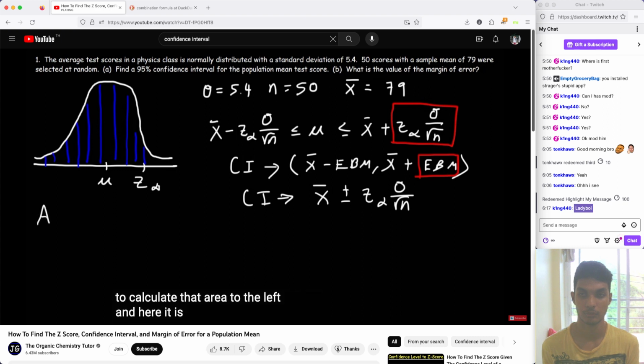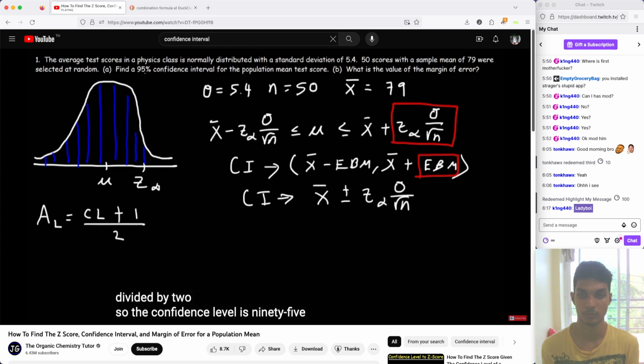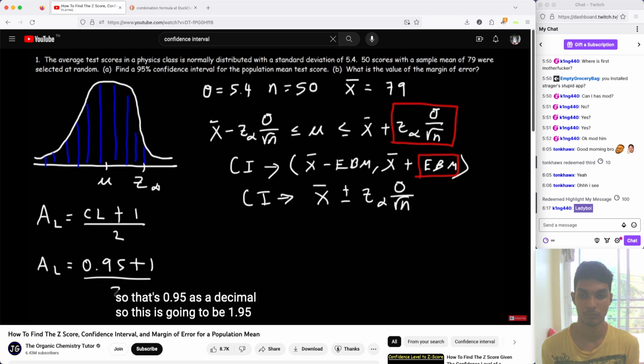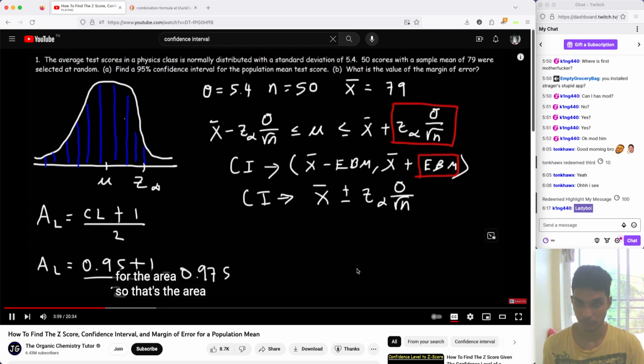And here it is. The area to the left is going to be the confidence level expressed in decimal form plus 1, divided by 2. So the confidence level is 95%, so that's 0.95 as a decimal. So this is going to be 1.95 divided by 2. And so you should get 0.975 for the area. So that's the area of the shaded region.